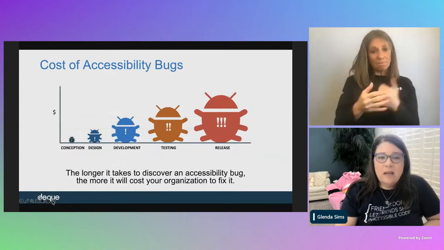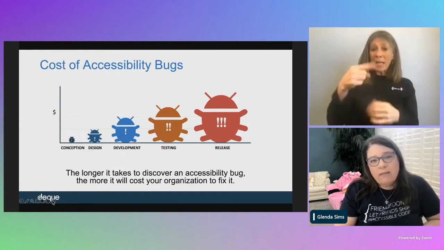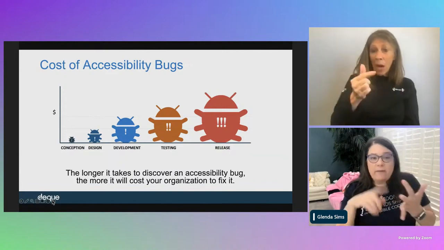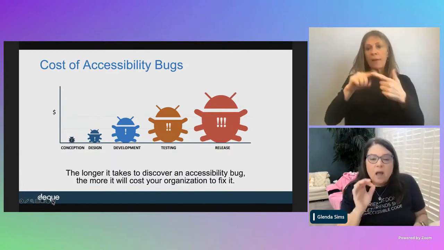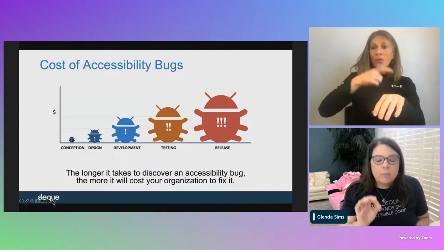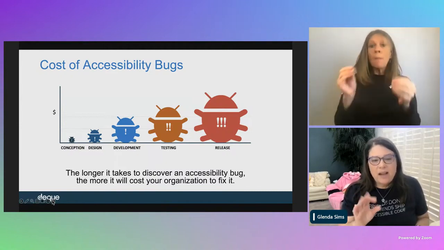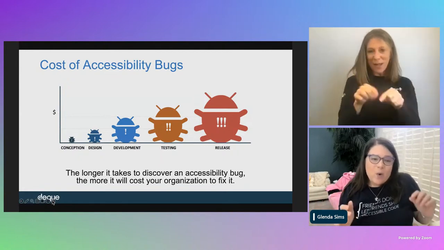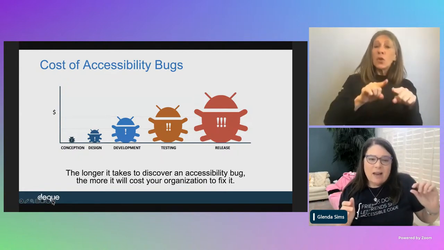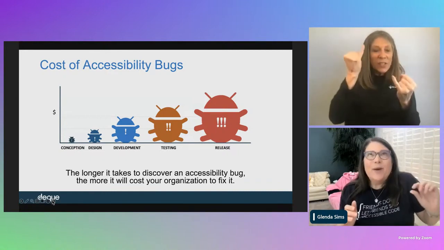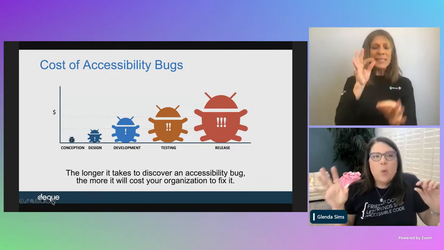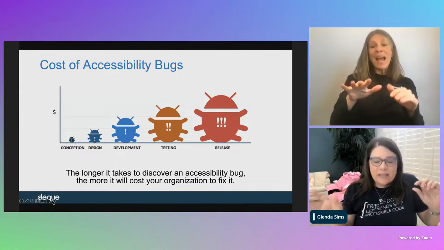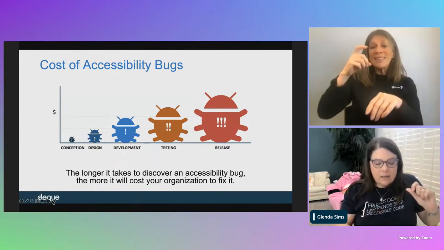And many of you might have thought about the cost of an accessibility bug or any kind of bug, security, functionality bug. The longer it takes you to discover, the more it costs your organization. I have a cute little graph here on screen where, during conception or ideation, it's just a little bug. It's so simple to fix. And by the time you wait for release, it may be a bug that's 30 times more expensive to fix.